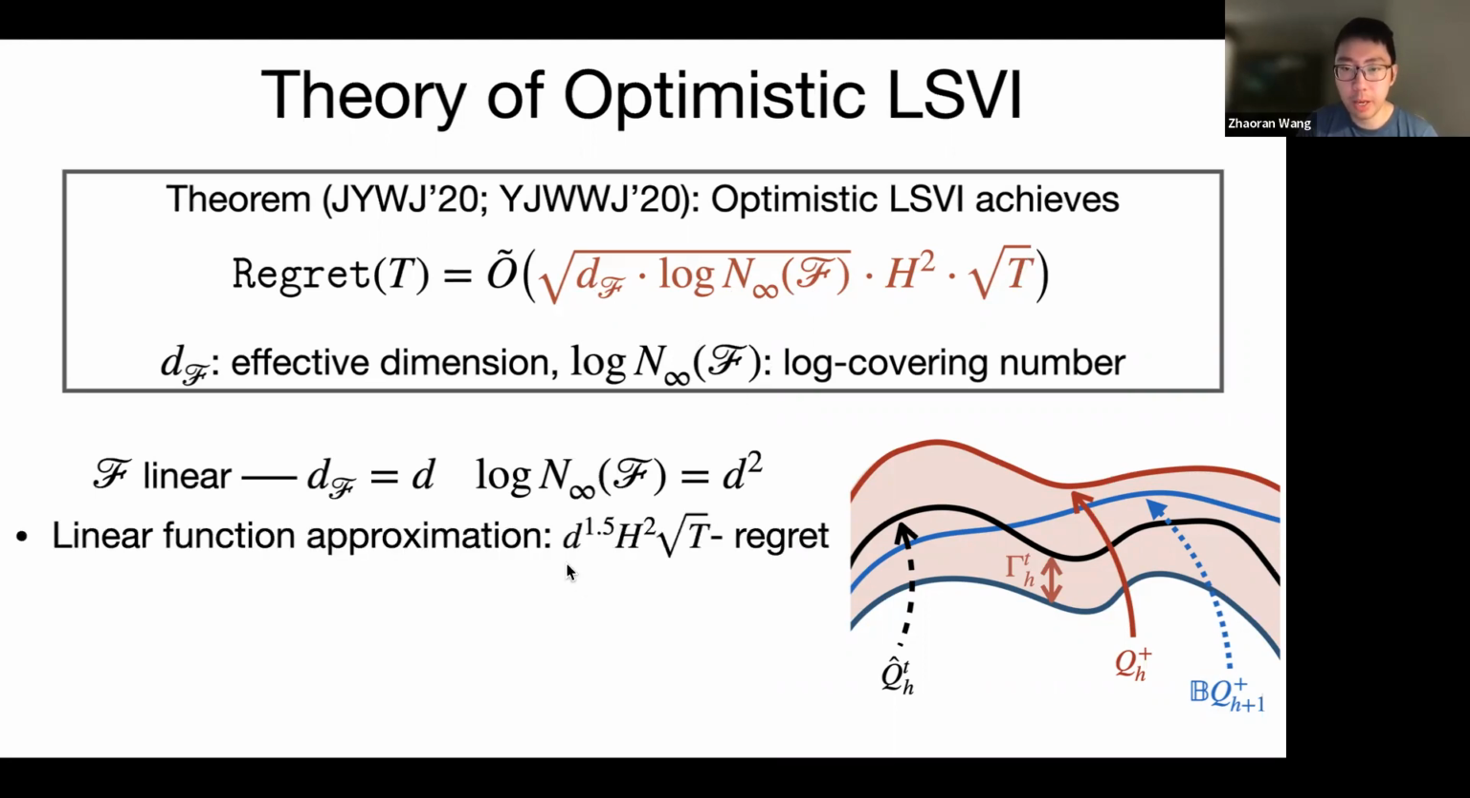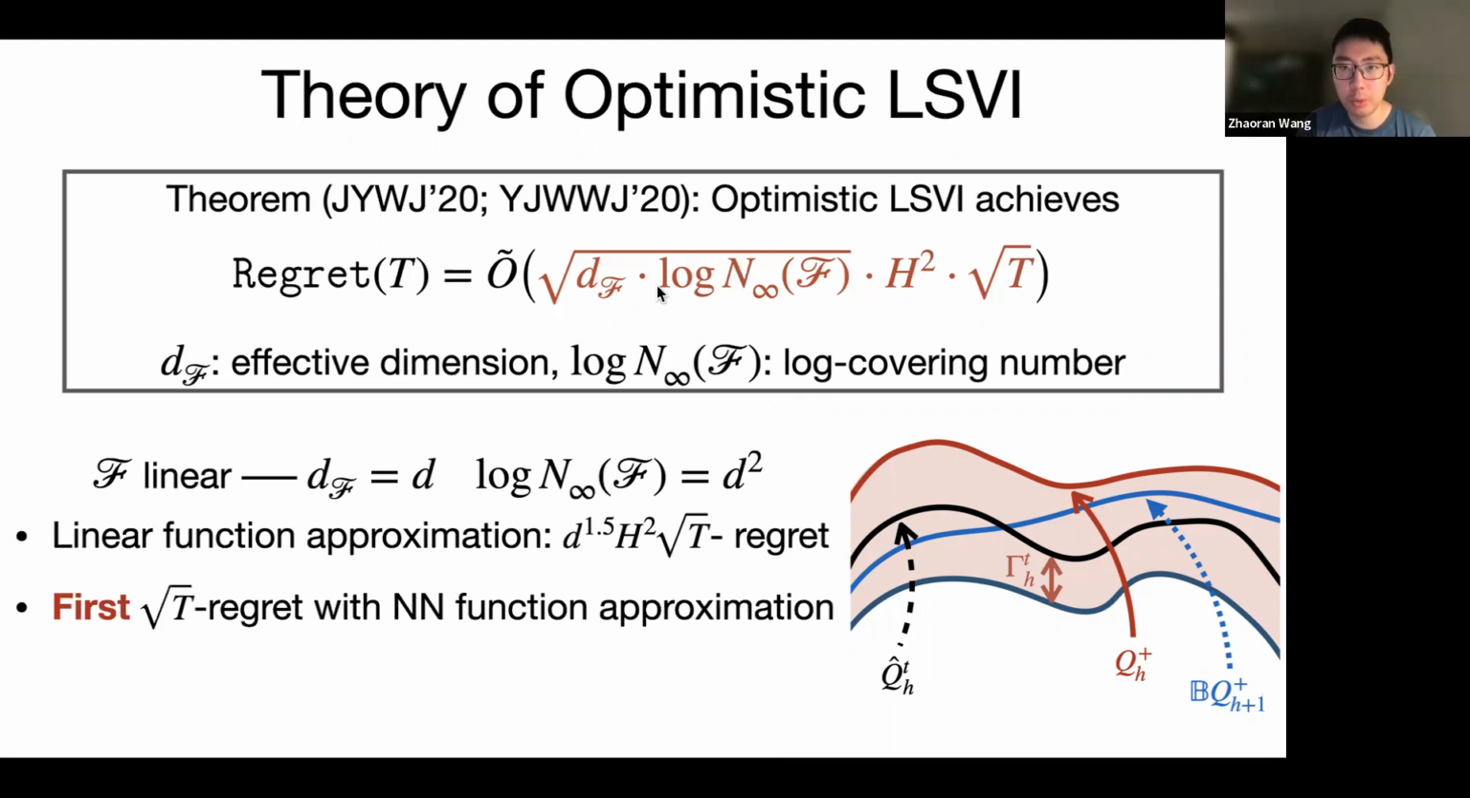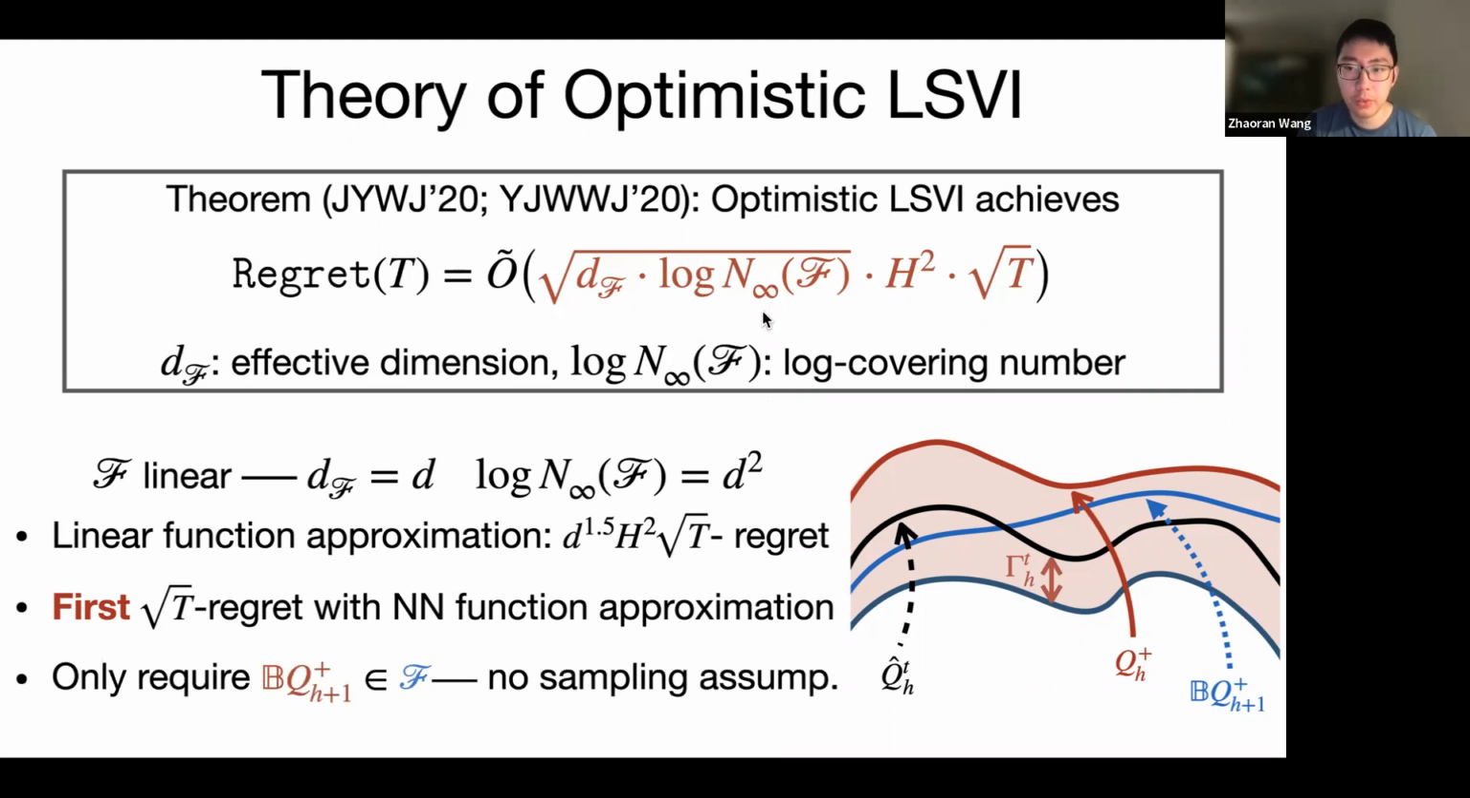So for the linear setting, we have this specific instantiation of the general bound. And for neural networks, we can also spell out what is d and what is the log covering number. So here, in general, we only require the assumption that the image of the Bellman operator is contained in my function class. So the important side is that we don't need sampling assumptions. Again, that's the data side we want to achieve. And at the same time, we can show that this algorithm can be implemented in a computationally efficient manner.